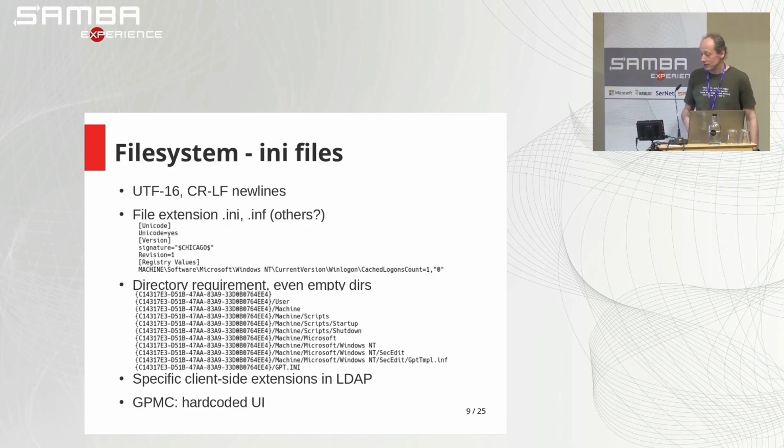They look like the example over there. If it's an INI or an INF file, you have this mandatory content that you have to get from somewhere. The easiest way to get it is to go into GPMC, click it together, and then look at the output on the sysvol share, and save that. Convert it back to Linux, and then save it in your Git.